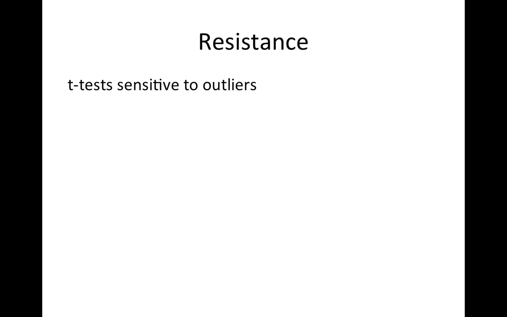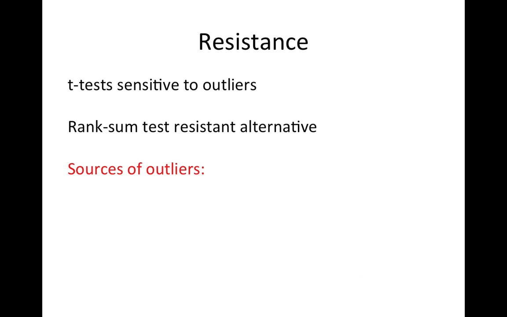So when you have an outlier, t-tests are going to be really sensitive. Don't leave your outliers in and then do t-tests. But the rank sum test is going to work perfectly fine because it won't be influenced by those outliers.